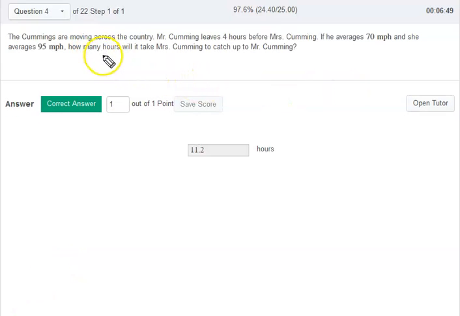So as we look at example 4, we have a word problem. So pause, read it carefully. Cummings are moving across country. Mr. Cummings leaves 4 hours before his wife. If he averages 70 miles per hour and the wife averages 95 miles per hour, wow, she must be flying here. How many hours would it take Mrs. Cummings to catch up to Mr. Cummings? So here, a diagram might be helpful.